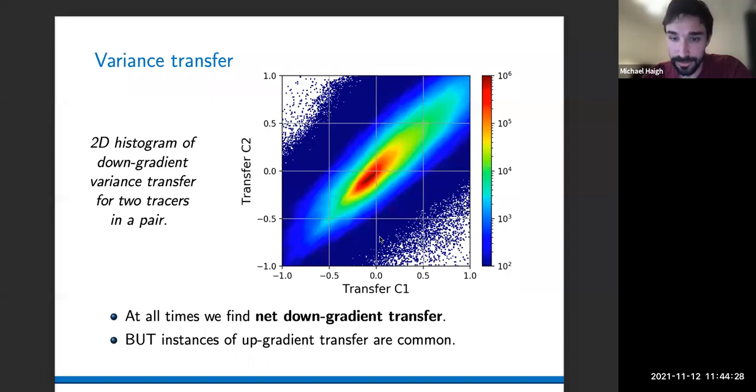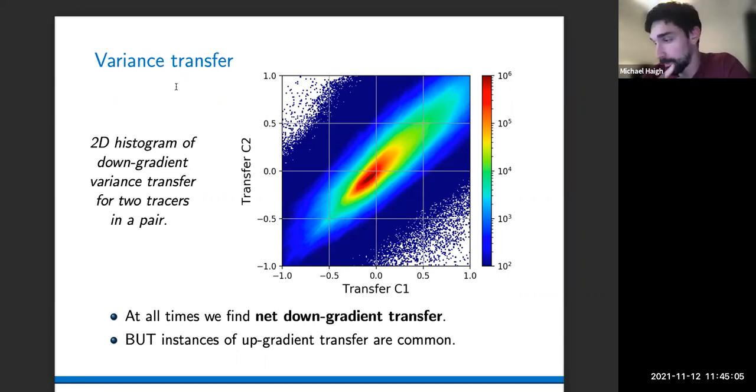That's anywhere where the variance transfer values are negative. So these up-gradient transfer regions are extremely common, which, in some sense, might be seen as a very surprising result because for the moment, parameterizations of eddy diffusion in the ocean exclusively parameterize down-gradient transfer, whereas we've diagnosed up-gradient transfer to be pretty much just as common as down-gradient transfer.